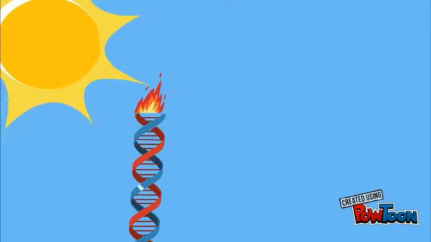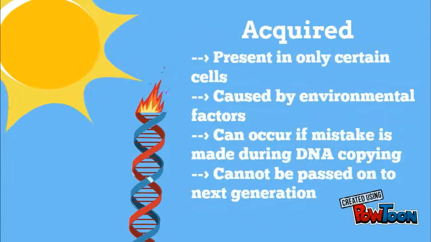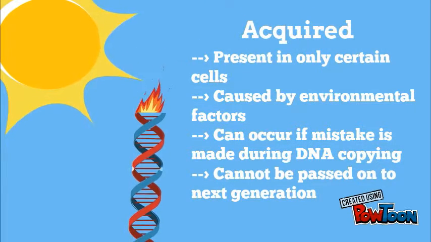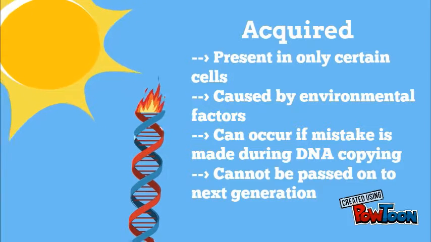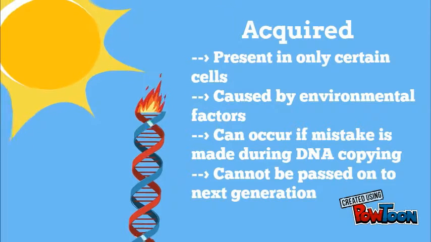Acquired mutations, however, are only found in certain cells of the body and cannot be passed down through generations. These mutations are caused by environmental factors, such as overexposure to UV radiation from the sun. Acquired mutations can also occur if there is an error as the DNA copies itself during cell division.